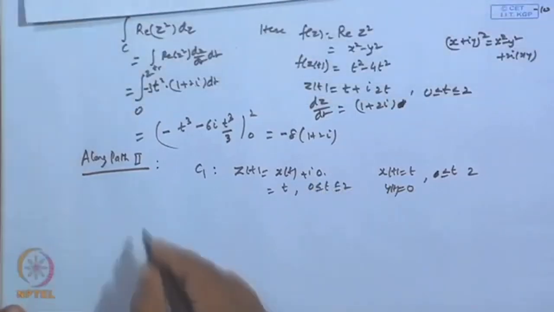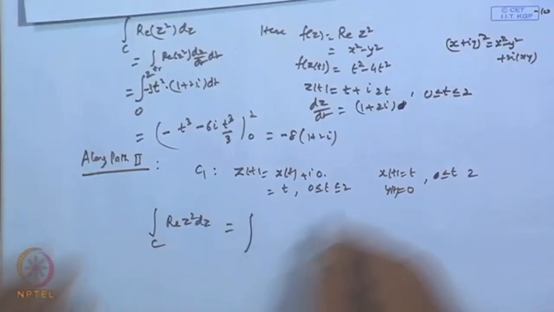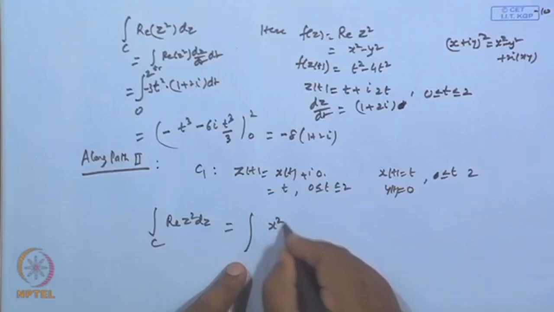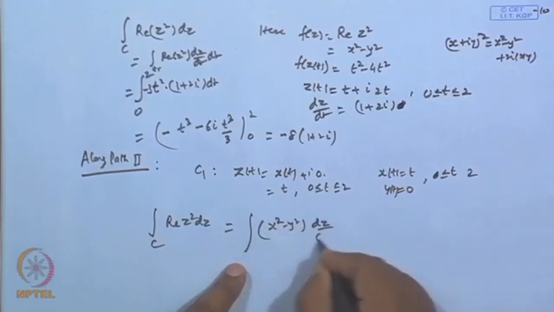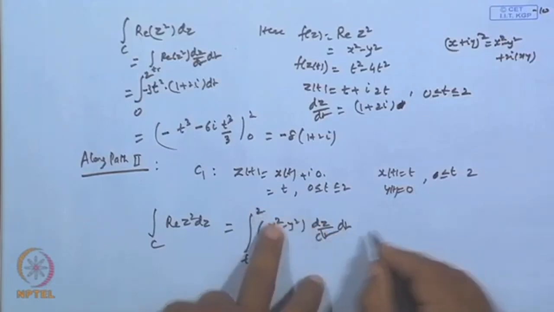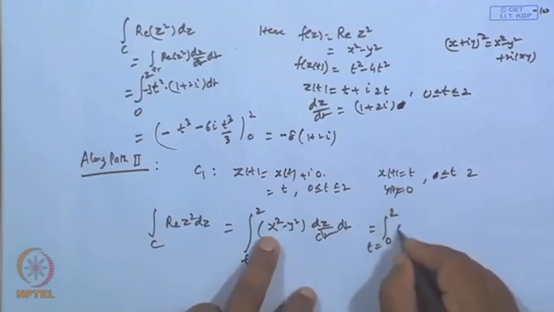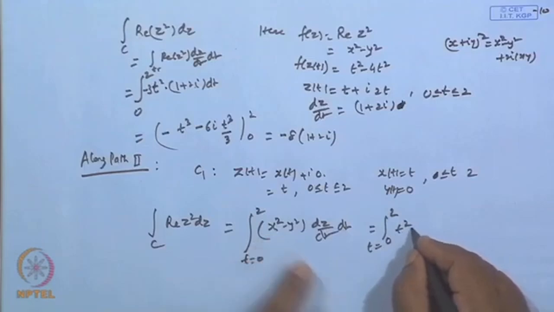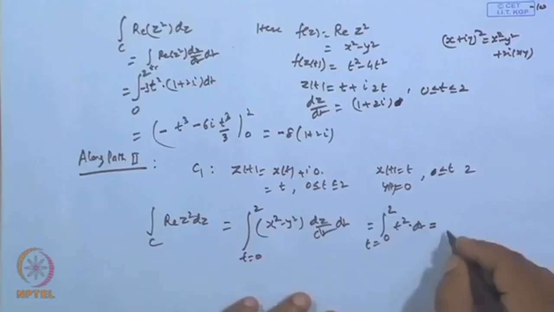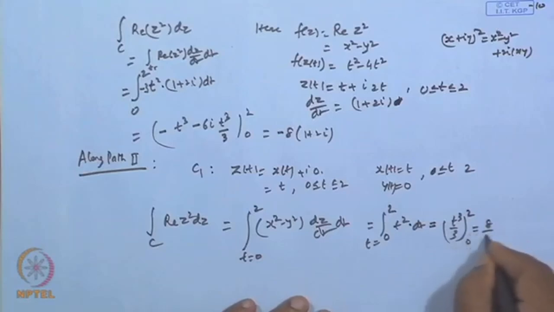Hence the integral of the real part of z squared dz along path C1 is: real part of z squared means x squared minus y squared, so x squared minus y squared dz by dt, and t varies from 0 to 2. Substitute the values: x is t, so t squared, and dz by dt becomes 1, so the integral of t squared dt is t cubed by 3 from 0 to 2, which is 8 by 3.